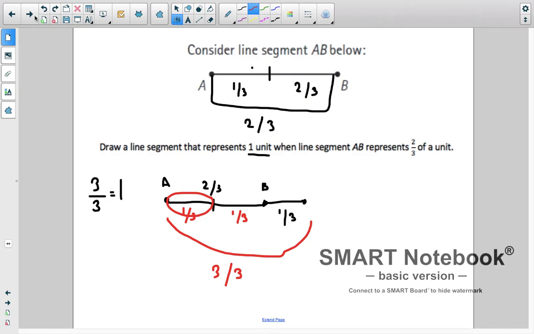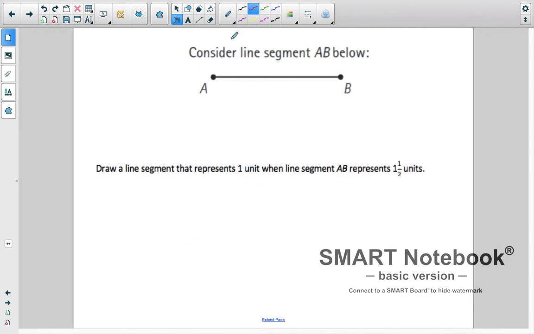All right, now it's going to get a little bit harder. This time, we're working with halves. It says, draw a line segment that represents 1 unit, when line segment AB represents 1.5 units. So what I'm going to do is break this apart into halves. This is 1/2. This is another half. And this is another half.